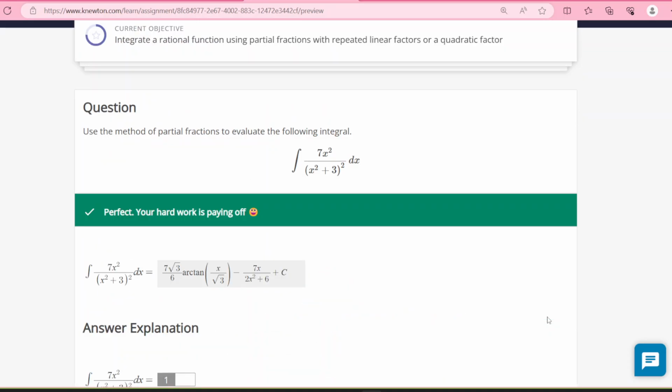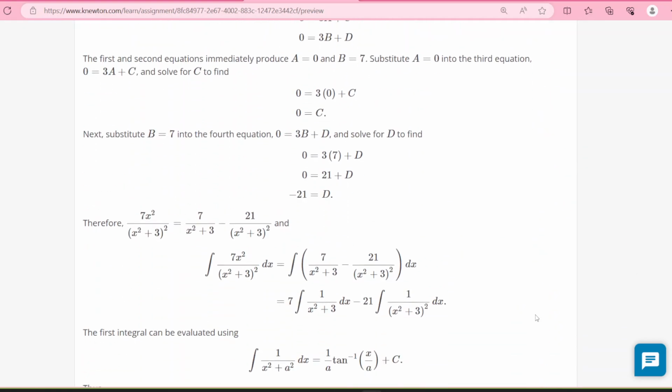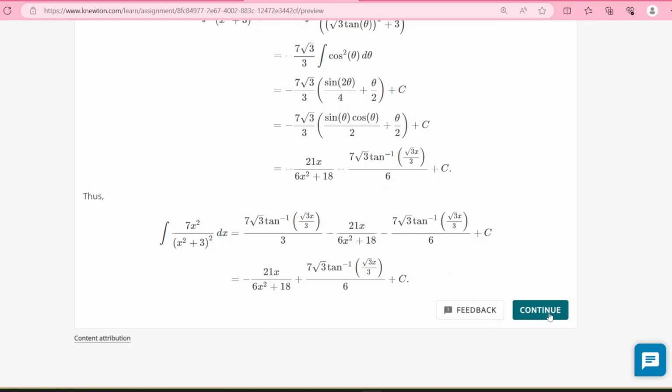Right. Okay. Yeah, same setup. You have a proper fraction with a denominator that's completely factored. You write up that partial fraction decomposition and then integrate, fraction by fraction, put things together at the end. Okay.